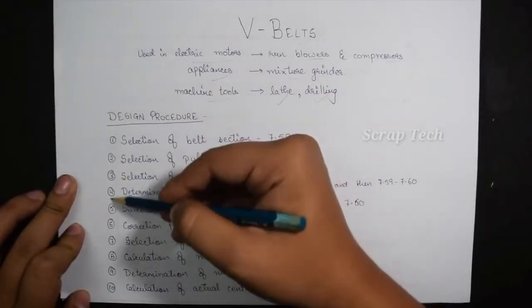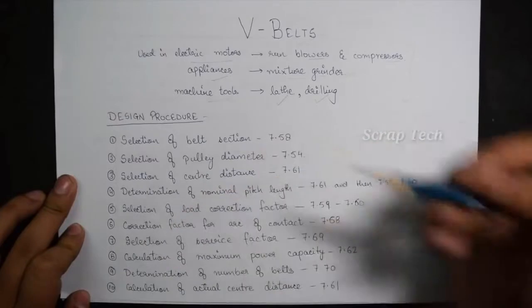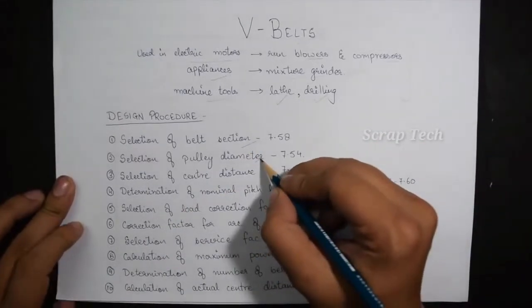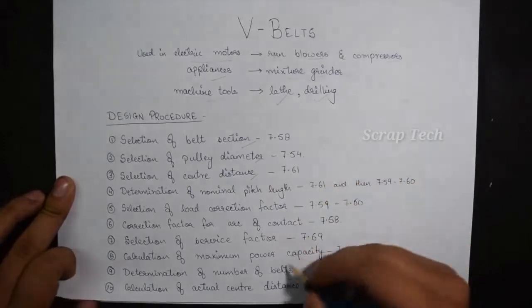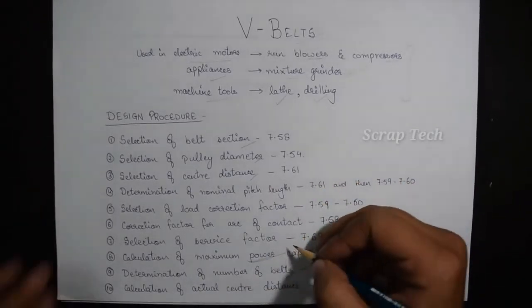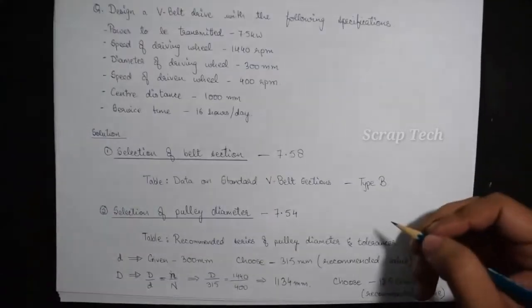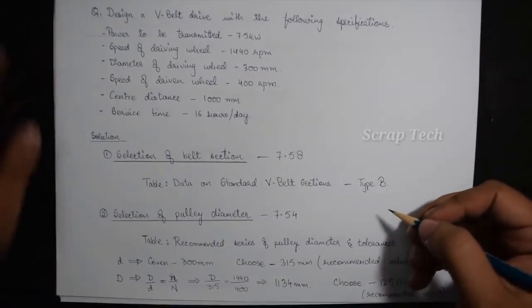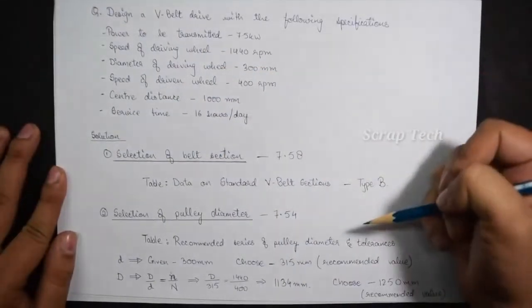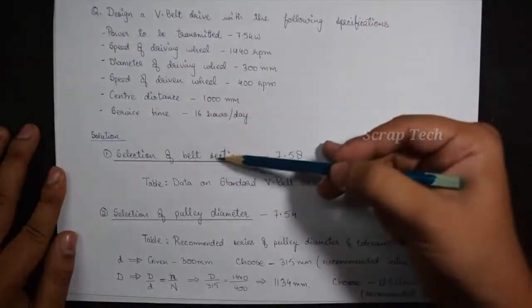So over here we have 10 steps, starting from selection of belt section, going on to the pulley diameter, center distance, and finally calculating the number of belts required and the maximum power capacity. Here we have a question. By solving this question, I'll try and explain all the 10 different steps, going on to each and every design procedure step by step.